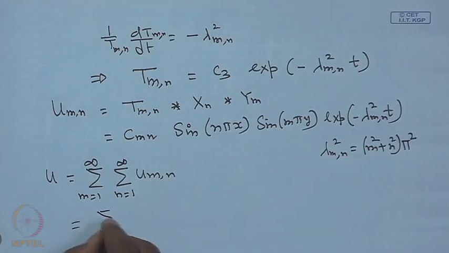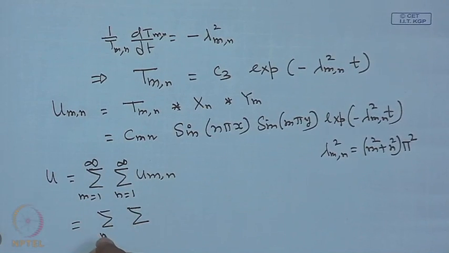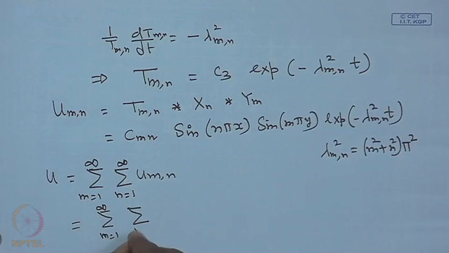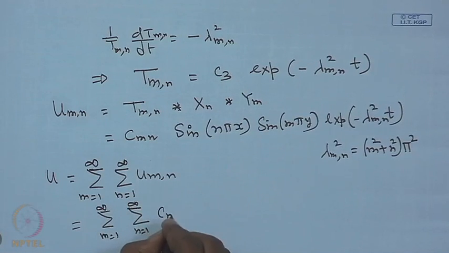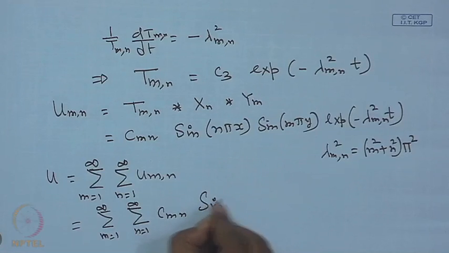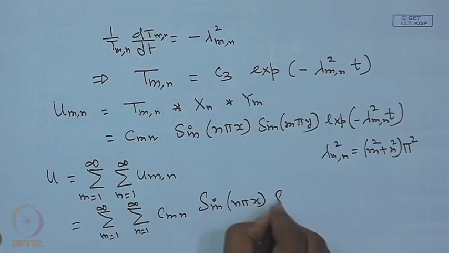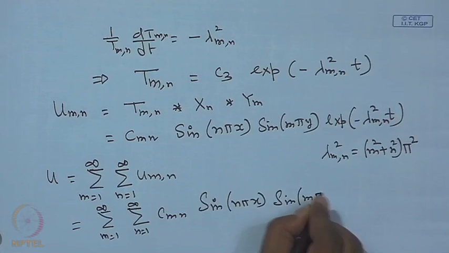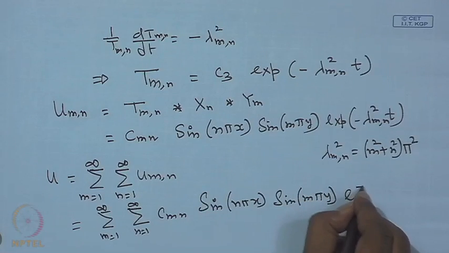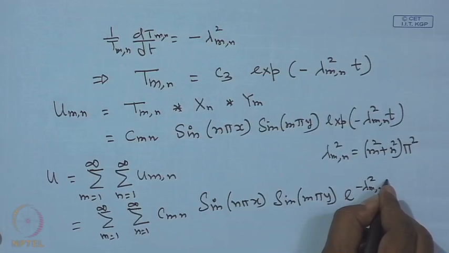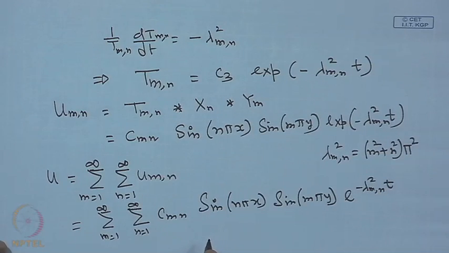So, this will be the double summation, m equal to 1 to infinity, n equal to 1 to infinity, C m n sin n pi x sin m pi y e to the power minus lambda m n square t. So, we have almost the complete solution. What is left is we have to evaluate the constant C m n. For that, we have to use the initial condition that has been unutilized till now.